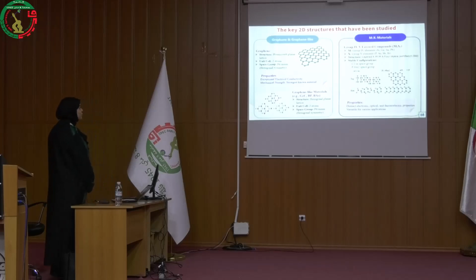Second, M2X2 materials consist of group 4 elements for M and group 5 elements for X. They have a layered XMMX structure with 4 stacked layers and are stable in the C2M and P6M2 space groups, as shown in the figure. Their unique electronic, optical, and thermoelectric properties make them suitable for various applications.